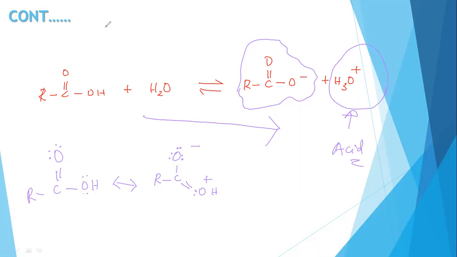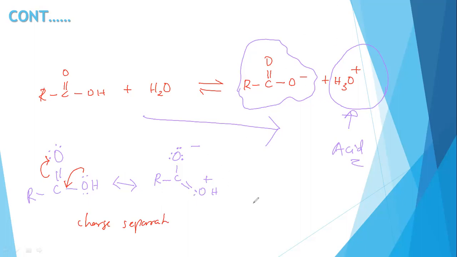So initially what happens is this group has moved and this has cleaved, and you will end up with what? The positive and the negative charge. So the charge separation is there. It has the positive and the negative charges, so it must stay.